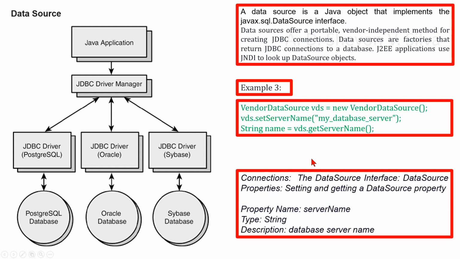Now we are considering, as an example, data source properties in the data source interface in connections. Here, setting and getting a data source property. Here the property name is serverName, type String, and description is database server name.